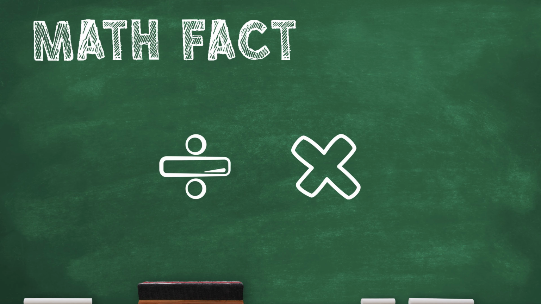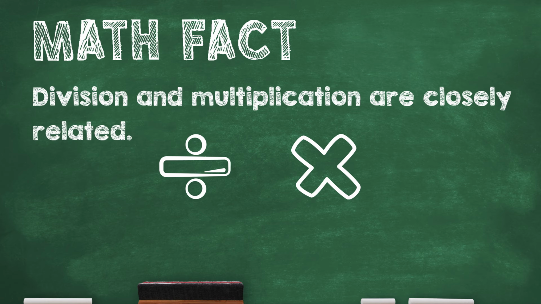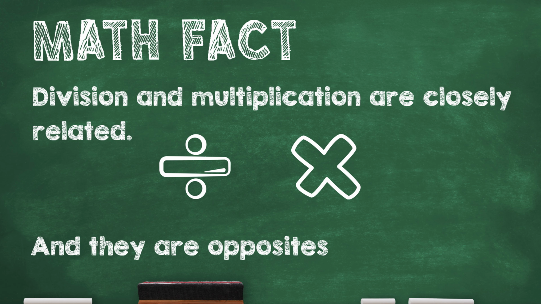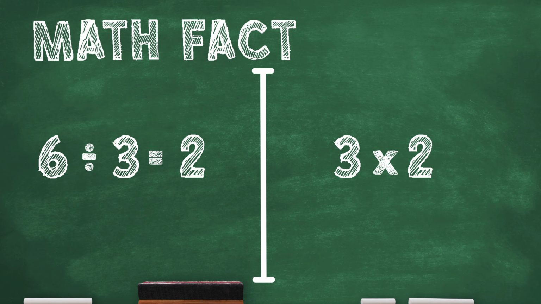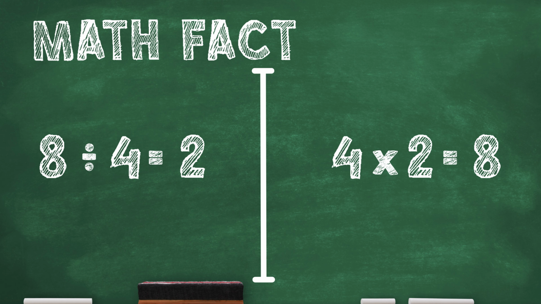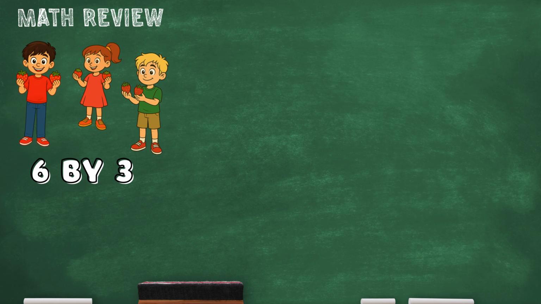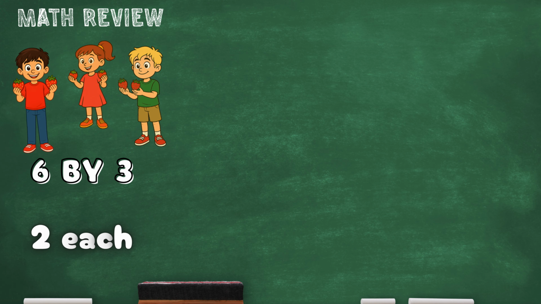Here's something really cool. Division and multiplication are best buddies. They're opposites, like undo buttons for each other. If 6 divided by 3 equals 2, that means 3 times 2 equals 6. If 8 divided by 4 equals 2, that means 4 times 2 equals 8. They fit together perfectly.